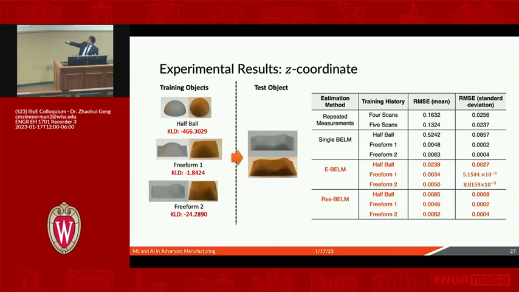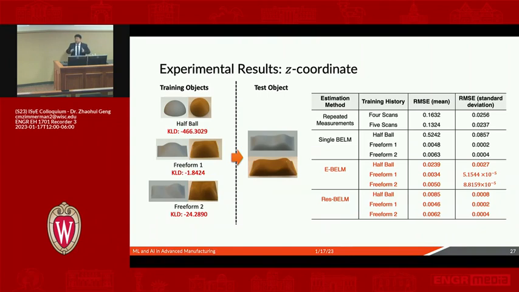And here I also show that the ensemble version, the residual version of the Bayesian extreme learning machine, outperforms the original single Bayesian extreme learning machine, and is also much better than the repeated measurements, right? I can also verify that freeform 1 has the best performance in terms of prediction, outperforming freeform 2 and half ball, and freeform 2 has a better performance than half ball because it has a value closer to 0 for this metric, right? So this is about the variance modeling.